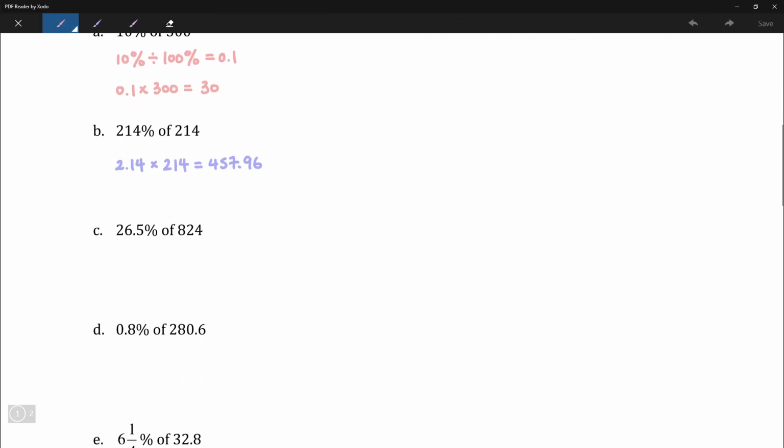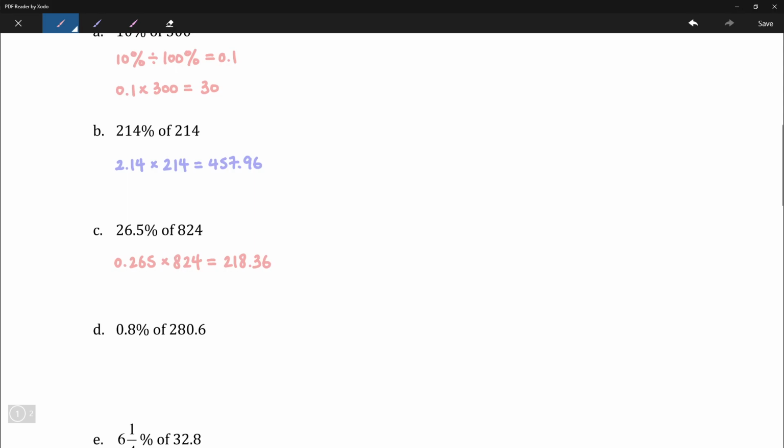Continuing on, we have 26.5%. So divided by 100, that will give us 0.265. We're going to multiply that by our number, in this case 824, which will give us 218.36.